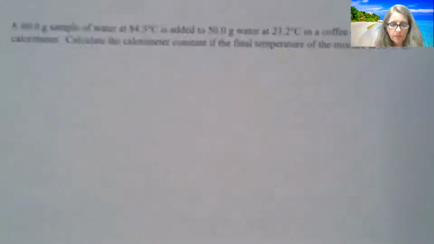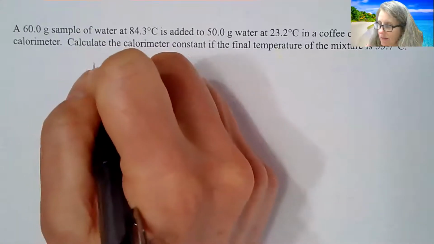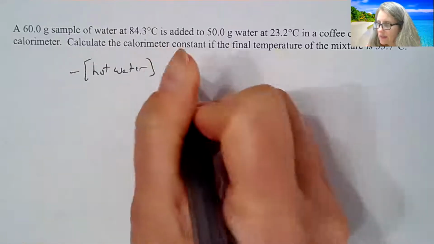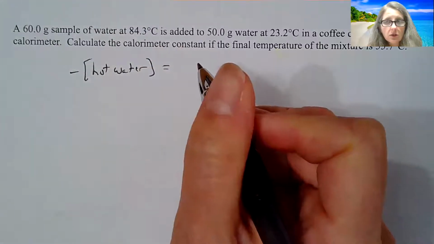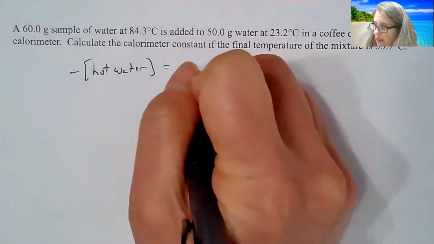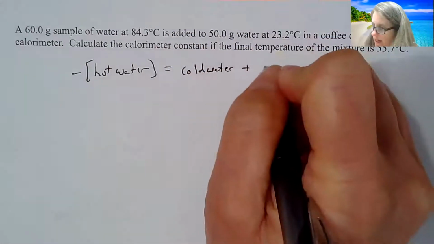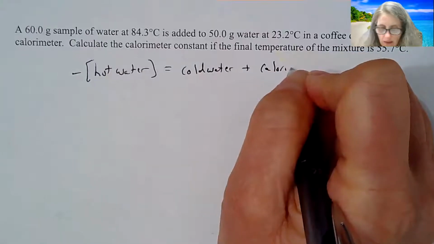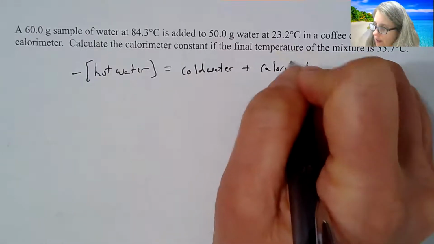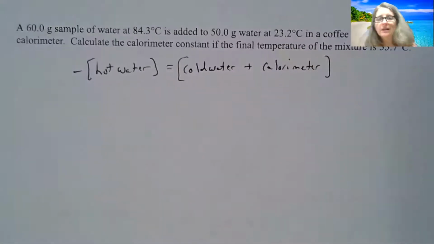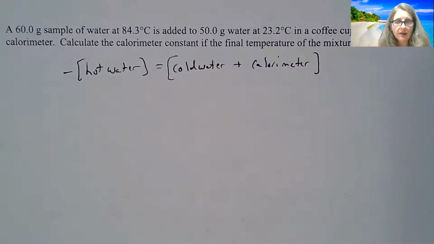Okay. So I'm going to have the hot water over here on the left, and that side's going to be the negative because it's losing the heat. And then I have the cold water, and for this, we're going to have the calorimeter, or essentially the coffee cup, on this side. Because again, that's where the cold water is. It makes the most sense to have it on that side.